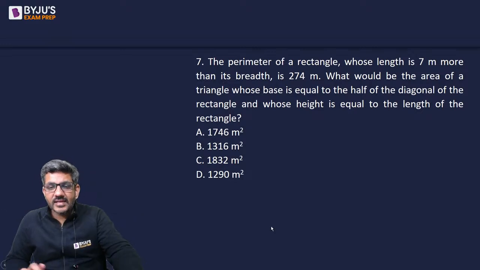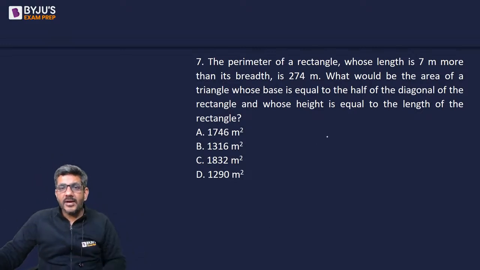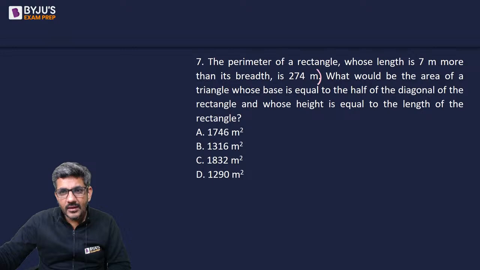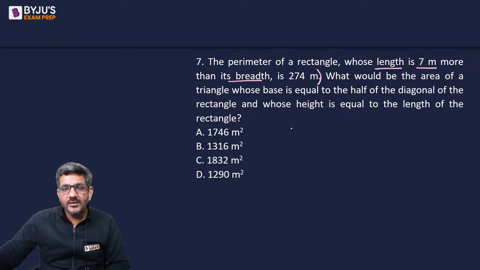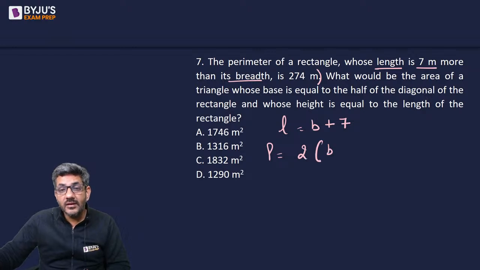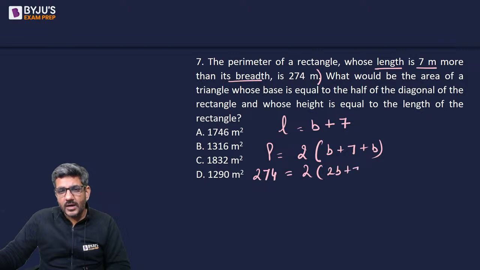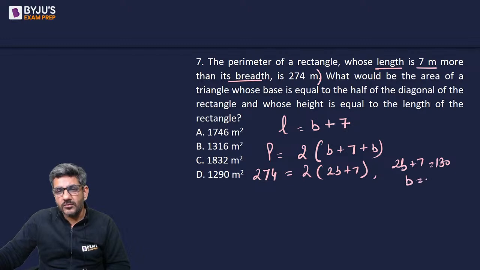Musicore has got the answer as A, so we can start doing it now. The perimeter of a rectangle whose length is 7 meters more than the breadth is 274. I'll stop here. Length is 7 more than breadth. So let us say breadth is B, so length is B plus 7. What is the perimeter? It is twice of L plus B, that is B plus 7 plus B. This is equal to 274. So 274 is twice of 2b plus 7, or I can say 2b plus 7 is 137, or b is equal to 130 by 2, that is 65.